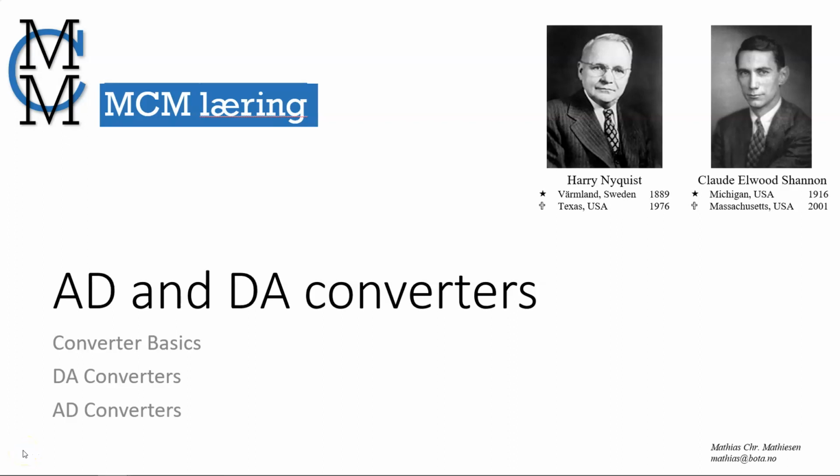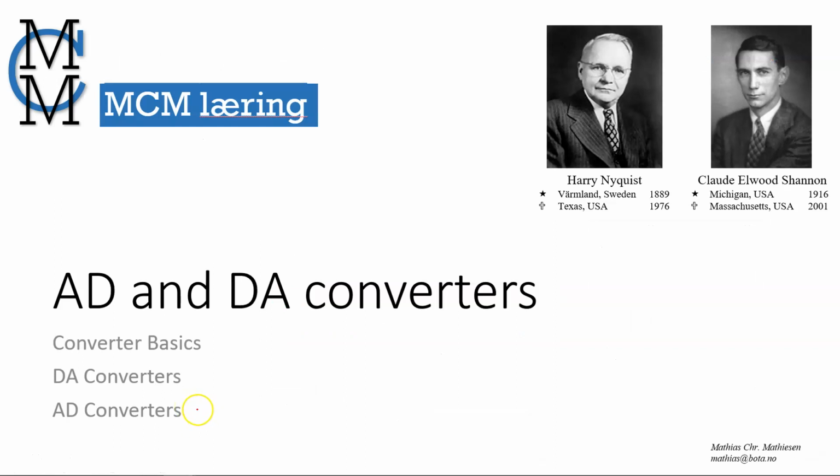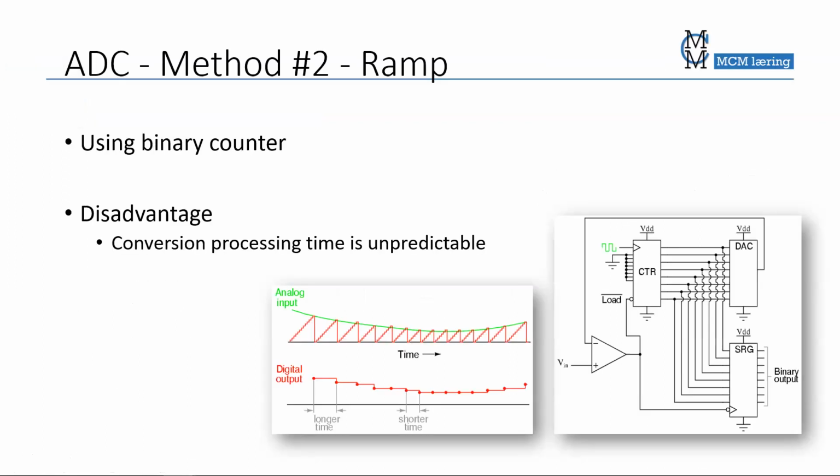Film number 6 and the second film on AD converters. The last film was about flash converters, but now we'll cover the ramp converters. And we have the block diagram shown here. And let's try to explain how the block diagram works.